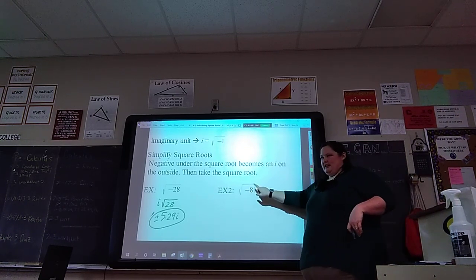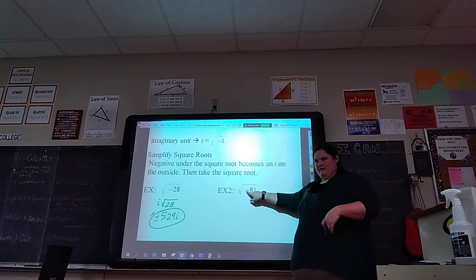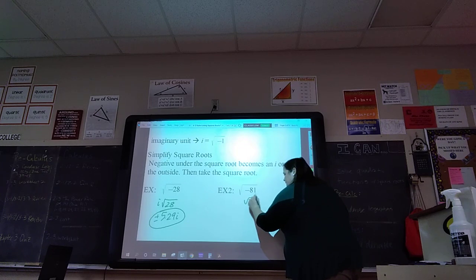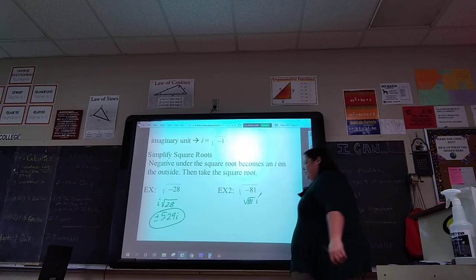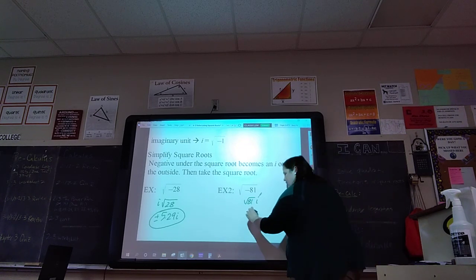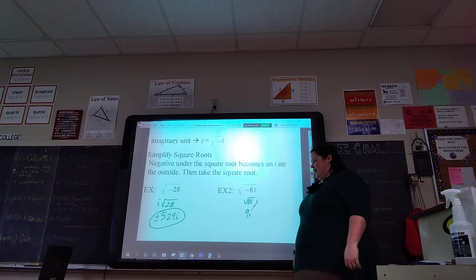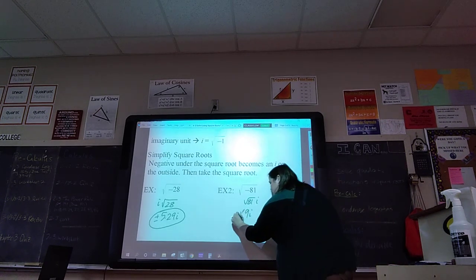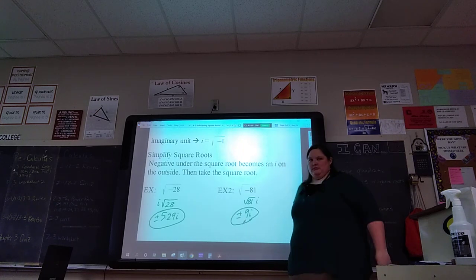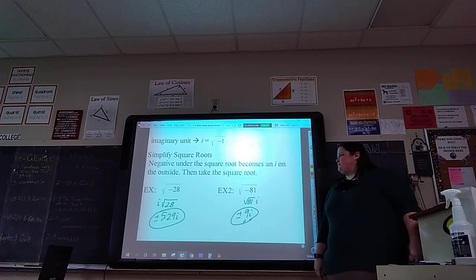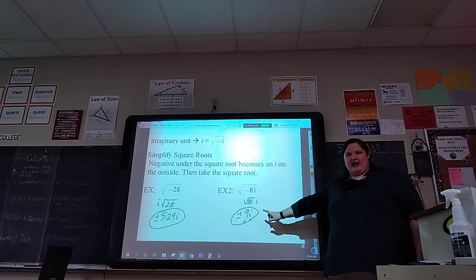So then something like this, what's going to happen to the negative? It's going to turn into an i. So really I'm just taking the square root of 81. What's the square root of 81? 9. So it doesn't always have to be a decimal. So the square root of negative 81 is positive and negative 9. Everyone understand why the i showed up?